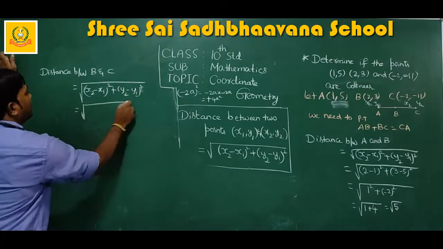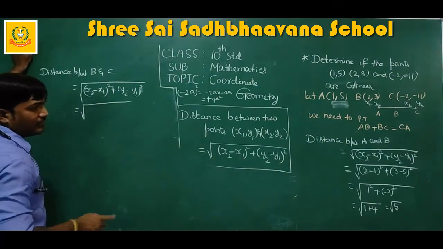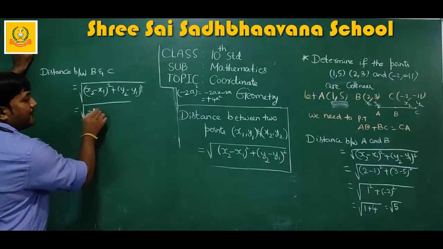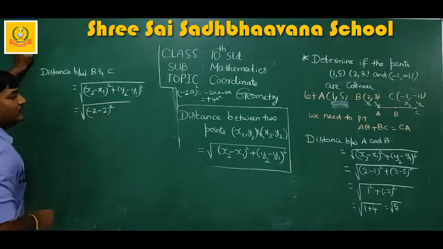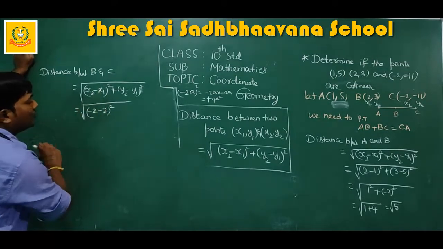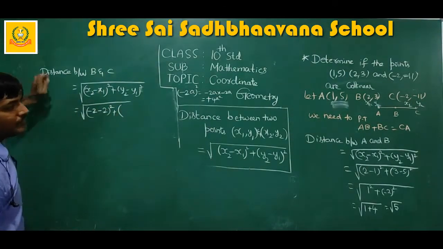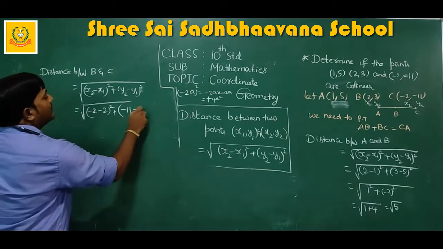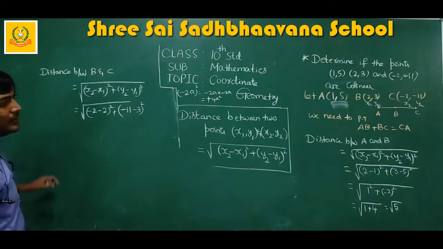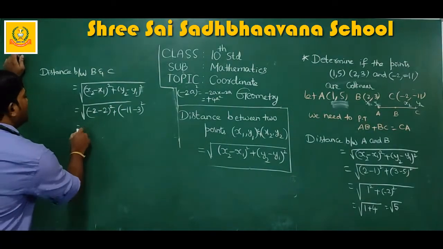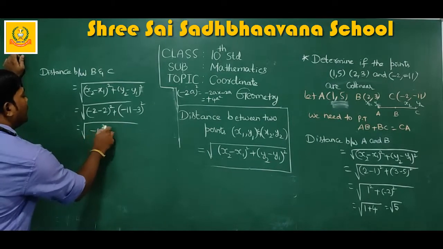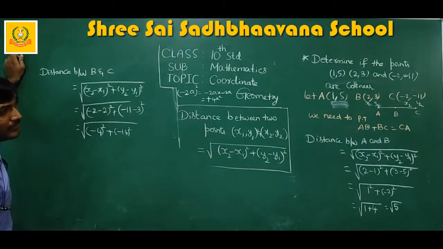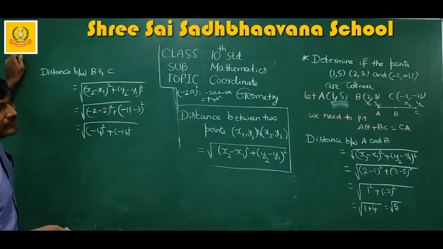So what do you get? x2 minus x1. What is x2 there? Minus 2. Correct? x2 is minus 2, and minus x1 is 2. Plus y2 minus y1. y2 is minus 11 and y1 is minus 3. So minus 11 minus 3 is the whole square. So we get (minus 4) whole square plus (minus 14) whole square. Minus 11 minus 3 is minus 14.